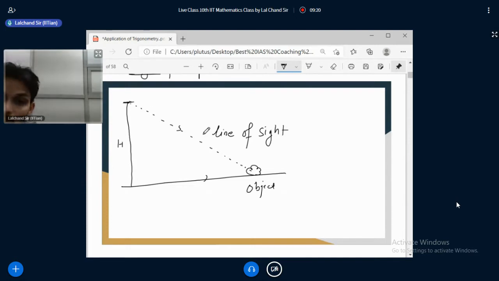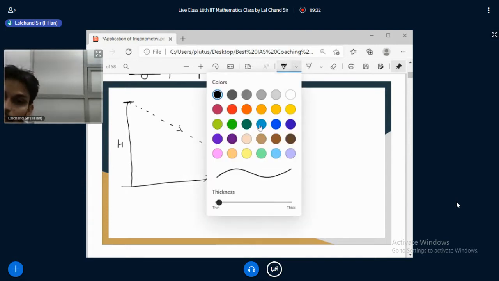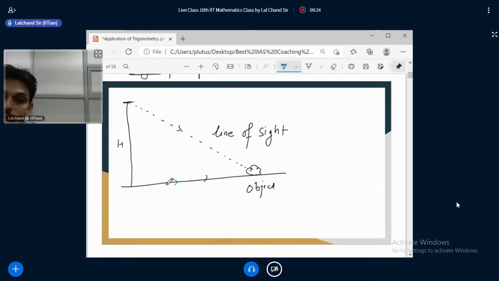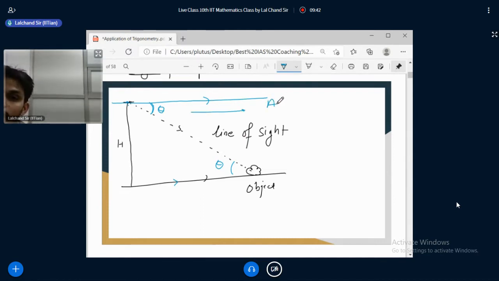Okay, so if you make a line that is parallel to this horizontal line passing through this point, okay, these two lines are parallel, then this angle is known as angle of depression. Okay, and this angle is also equal to this angle by alternate interior angles because these two lines are parallel. So we say this angle is angle of depression.